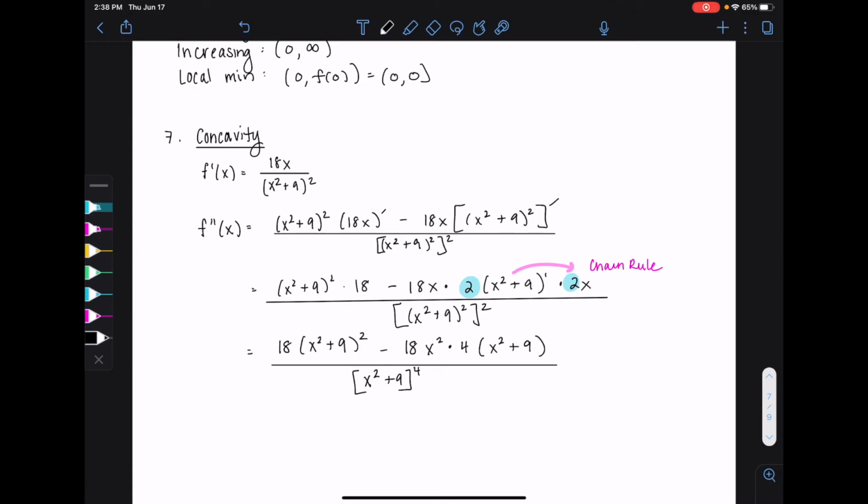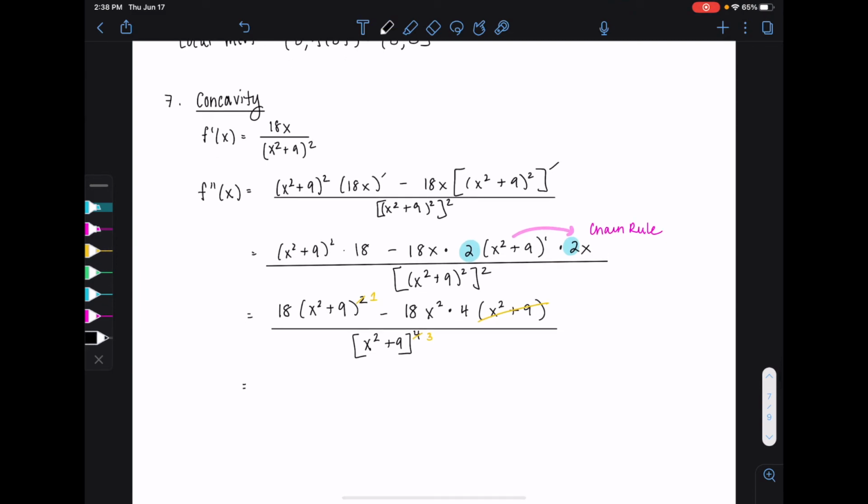So you have a couple ways of going about this, but everything has this x squared plus 9. The most I have is 1, so one of these can cancel. This will disappear, and we'll be left with 3 in the denominator. We can also take out an 18, so I'm going to save that for the next step. I'm left with x squared plus 9 minus 18 times 4x squared divided by x squared plus 9 to the 3rd.